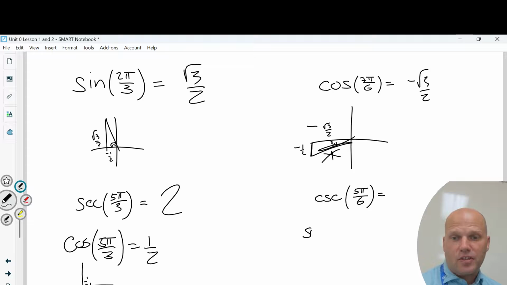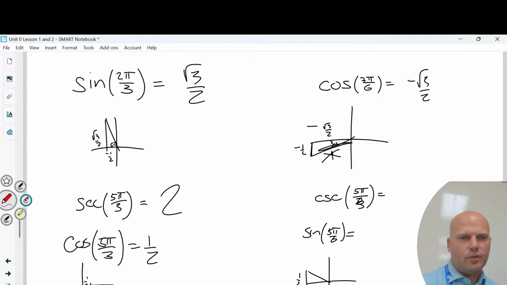Cosecant of 5 pi over 6, I'm going to find the sine of 5 pi over 6. And I'm going to go to 6 pi over 6. I'm going to subtract a pi over 6, and it's 5 pi over 6. And I'm going to see that it's going to be, oh, why did I do this? I should have said 5 pi over 3 as well. So I'm going to change that for the notes. Let's go 4 pi over 3.